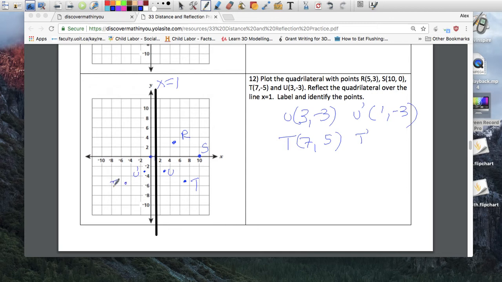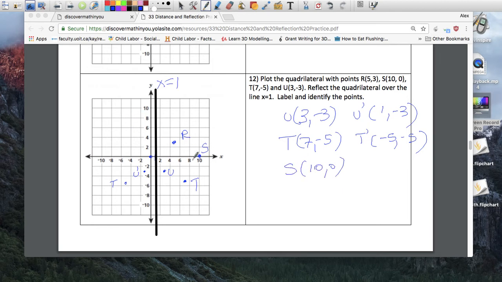Here's T prime. T prime is going to be on, let's see, negative 5 over, and five down. No, T is negative 5. And 5 down. Okay. S is 10 and 0.